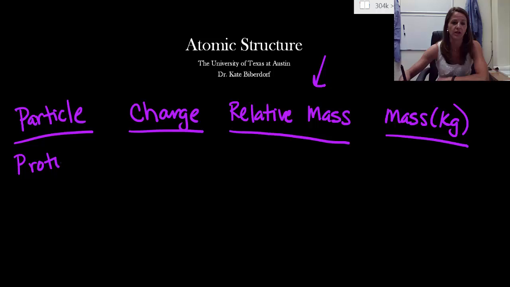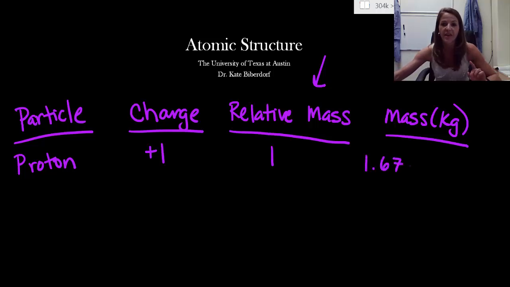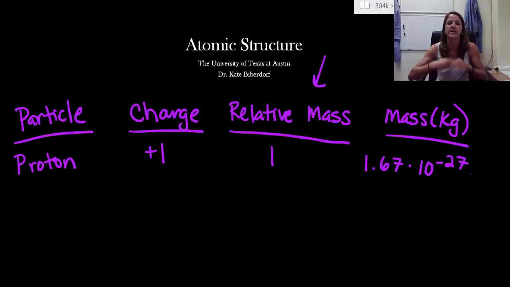Starting off with the proton. A proton has a charge of positive 1. It also has a relative mass of 1. In real life though, if we were to grab one proton and somehow find a way to put it on a balance and measure it, what we would see is that it has a mass of 1.67 times 10 to the negative 27th kilograms. I mean, that is tiny. That is so incredibly small, I can't even put an analogy to explain how small that is. 10 to the negative 27, that's incredibly small.